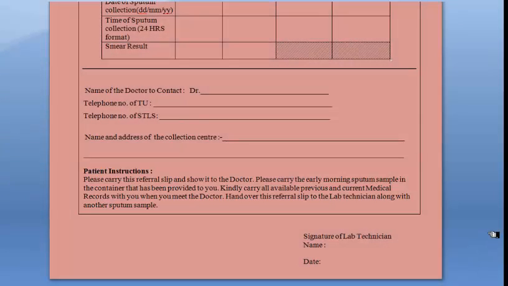This interview with the MOTC should be arranged at the earliest possible convenience on priority. The patient should be asked to hand over the referral slip to the lab technician at the collection center or TB unit along with the overnight and spot sputum sample. When the patient hands over the sample D and sample C, the date of sputum collection in DD-MM-YY format and the time of sample collection in 24 hours format should be legibly written in the relevant columns.